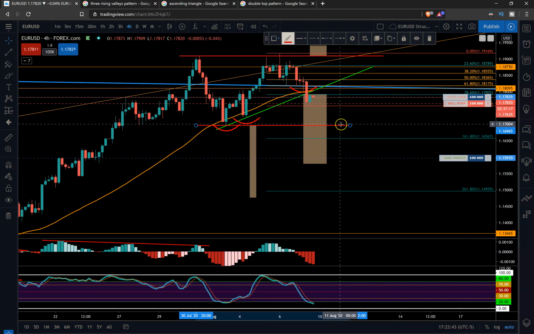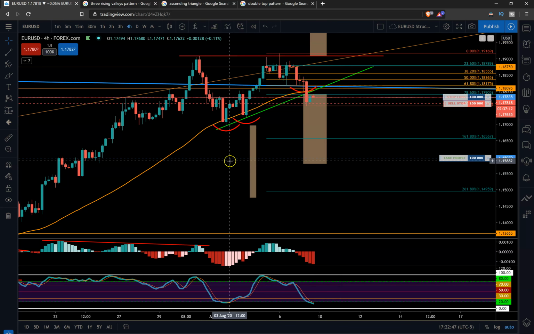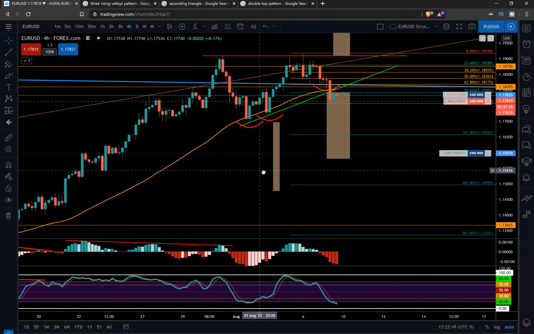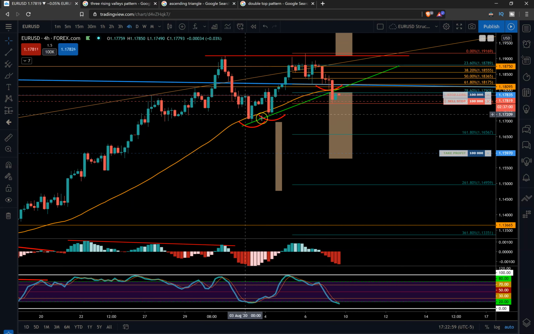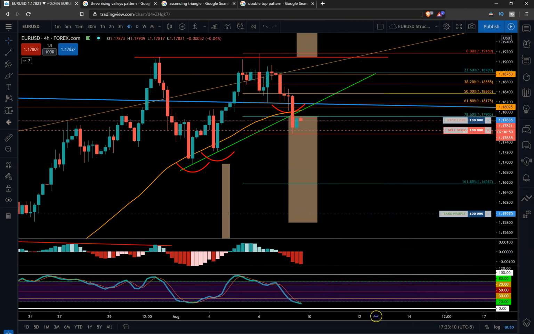So right now we got a potential double top, but also, because the euro is inverse to the Dixie, the dollar has been falling. And I thought I saw a three rising valleys pattern. You got a low here, a higher low here, and a higher low here. Zoom in a little bit.